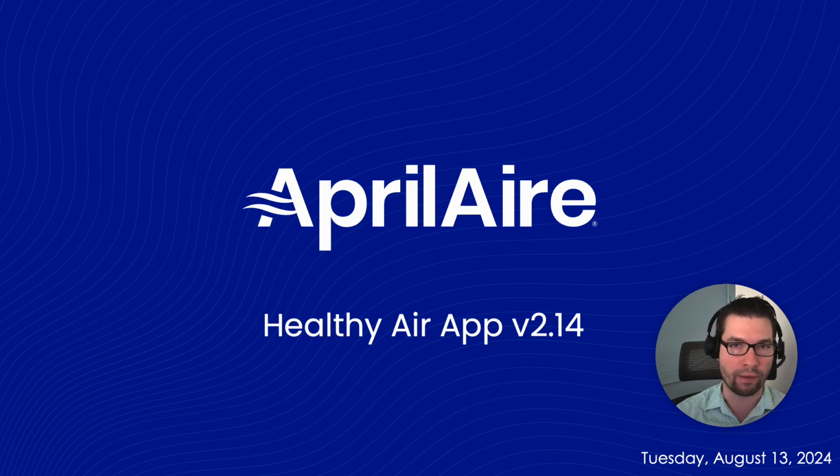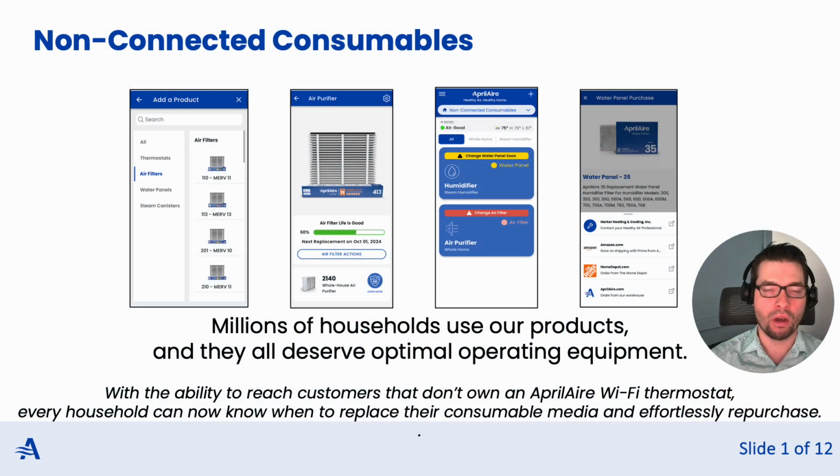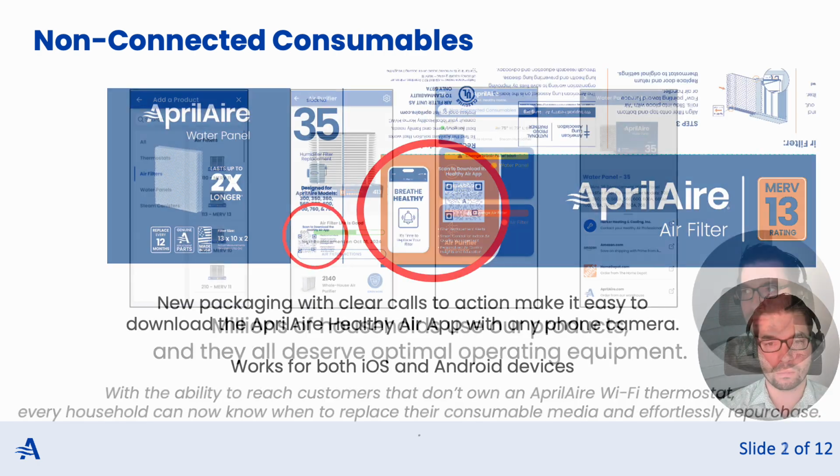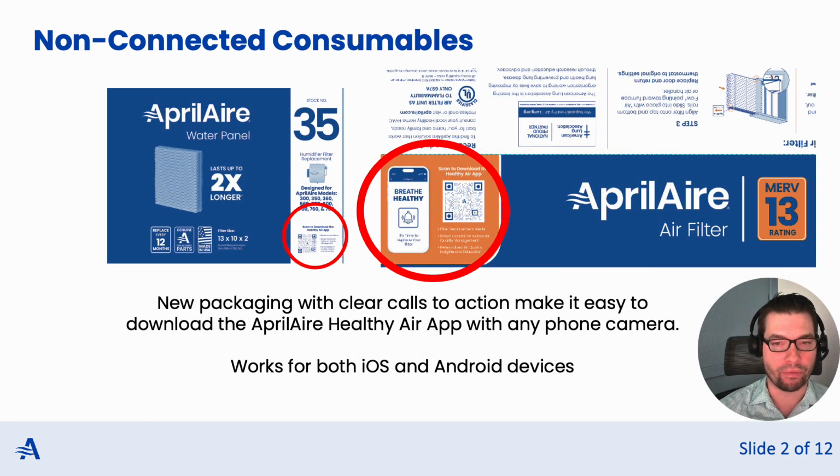App version 2.14. We have millions of households using our products today, and they all deserve optimal operating equipment. So with this, customers who don't actively own a Wi-Fi thermostat can now replace their consumables using our app. Here are some examples of what that code looks like. The customer can easily scan it, download the app, and get started adding their water panel or air filter.